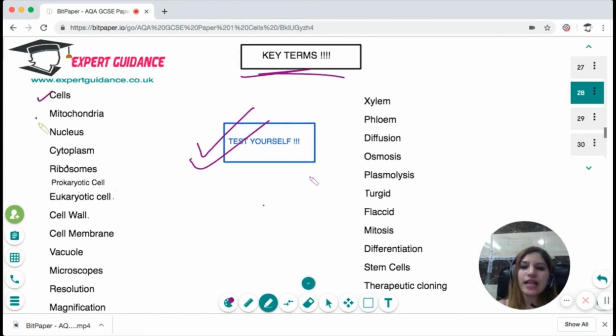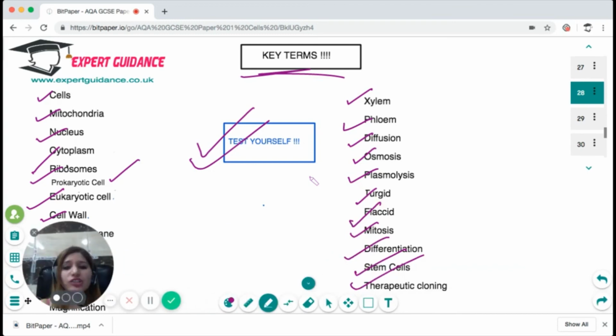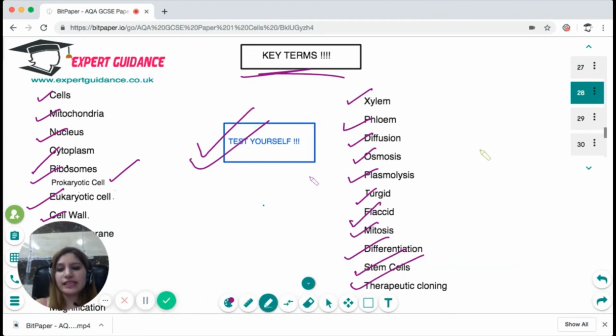So, what are cells? Mitochondria, nucleus, cytoplasm, ribosome, prokaryotic, eukaryotic cell, cell wall, cell membrane, vacuole, microscopes, resolution, magnification, xylem, phloem, diffusion, osmosis, plasmolysis, turgid, flaccid, mitosis, differentiation, stem cell, therapeutic cloning. If you are still not clear with these terms, I would recommend you go back, watch the videos, and then try these key terms. So now you can pause the video and have a go at these key terms.